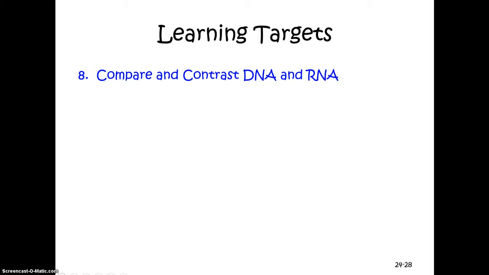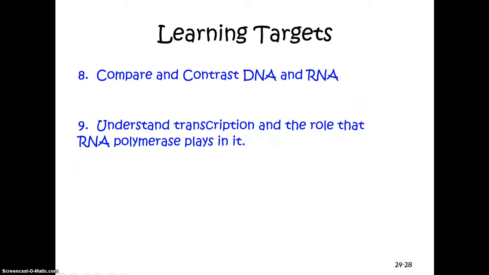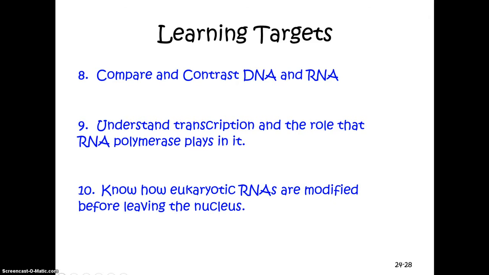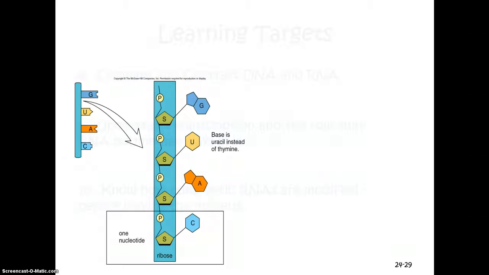Alright, so learning target 8: compare and contrast DNA and RNA. Understand transcription and the role that RNA polymerase plays in it. And then know how eukaryotic RNAs are modified before leaving the nucleus.